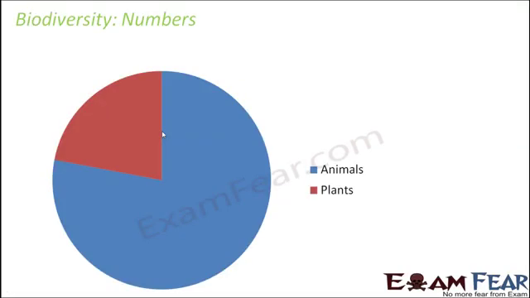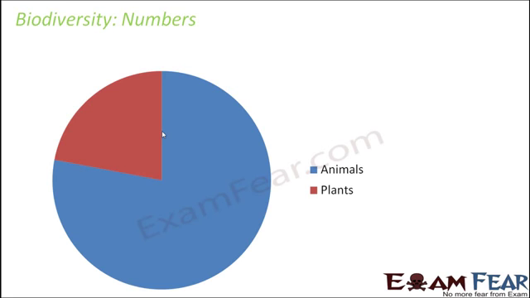Now we will look at some of the numbers. Before we talk about the ways by which we can conserve biodiversity, we will look at some numbers which will tell us what the need of the hour is. How many species were there? How many species are currently there? Whether the number of species has decreased or increased. So we will talk in terms of numbers now.